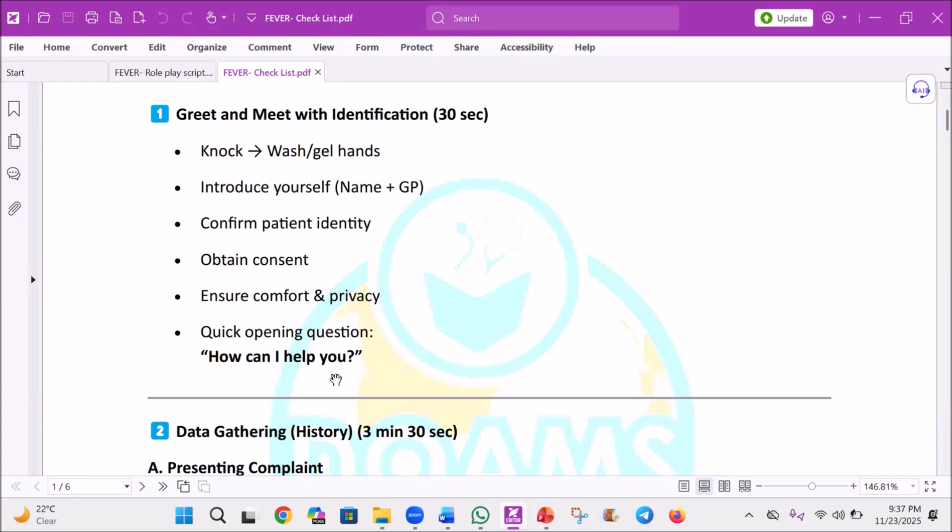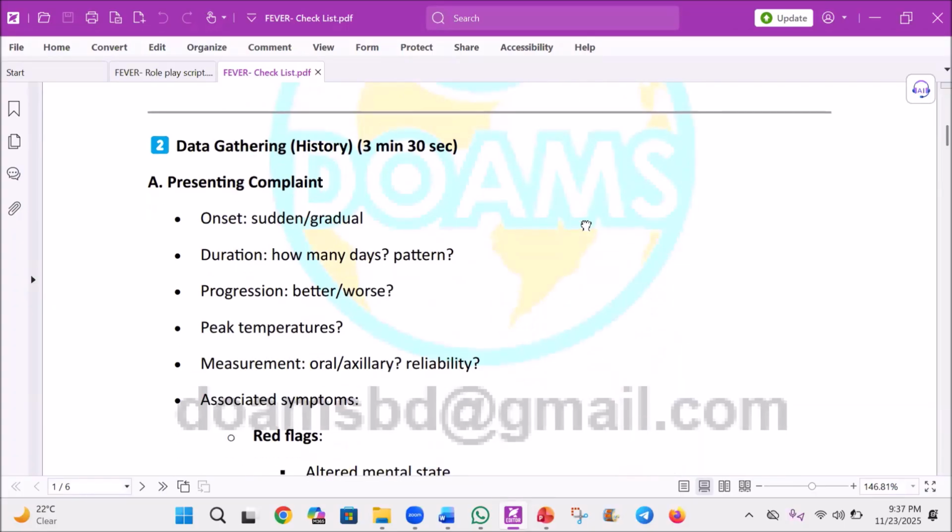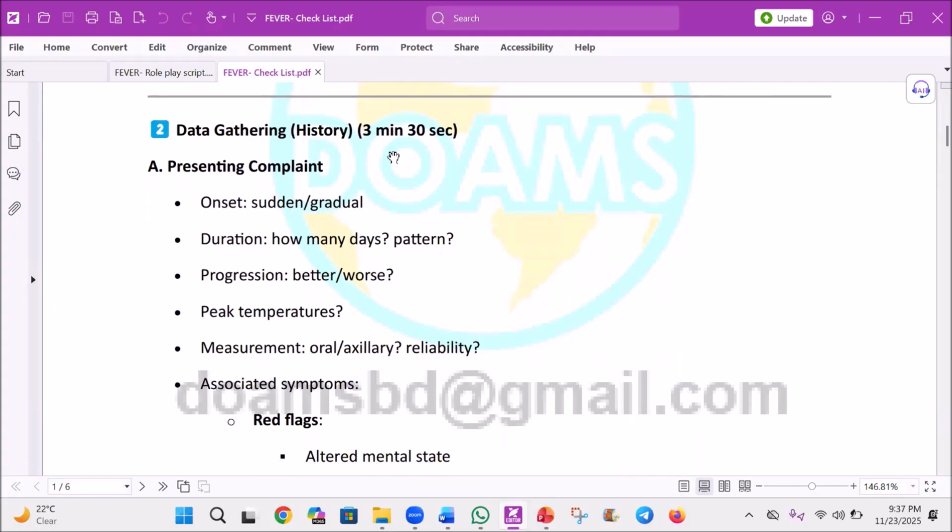Greet and meet. How can I help you? Then data gathering for the fever. A time frame is already given for your convenience, about 3 minutes 30 seconds.